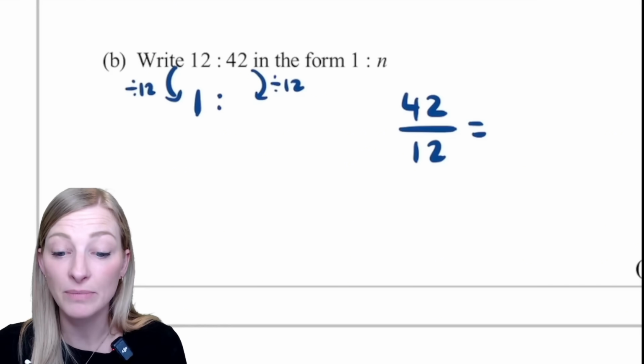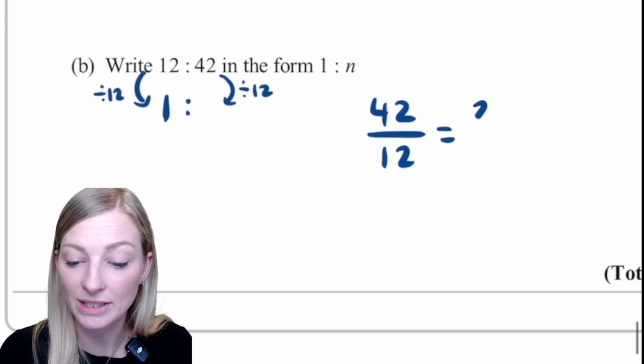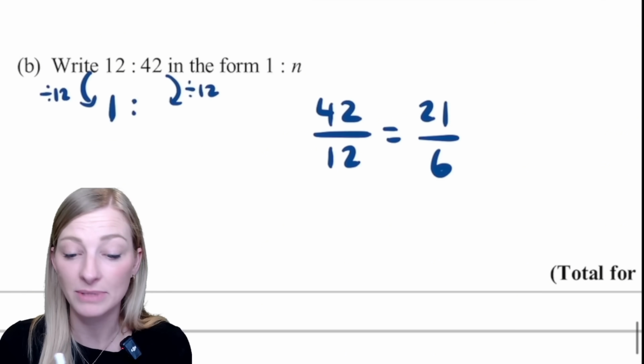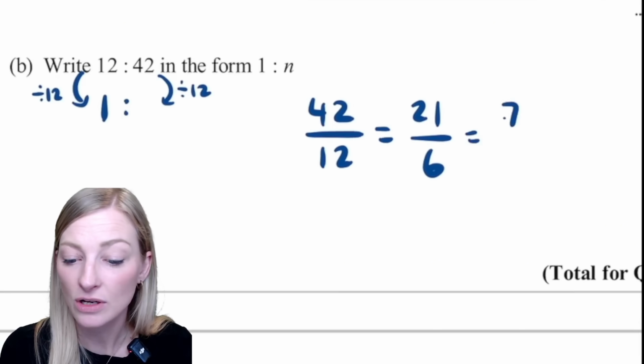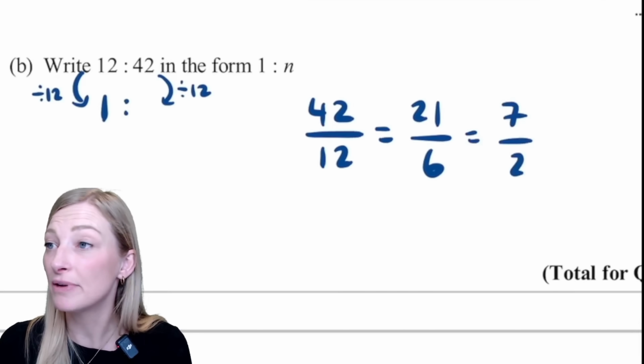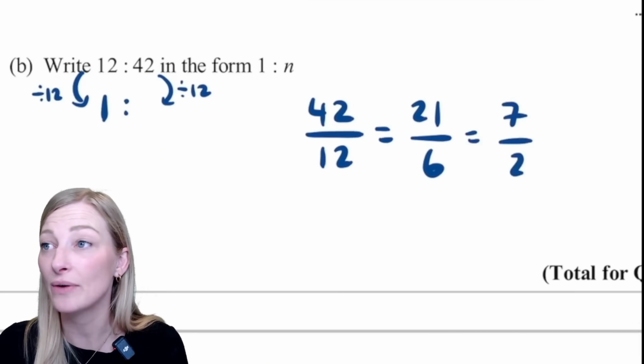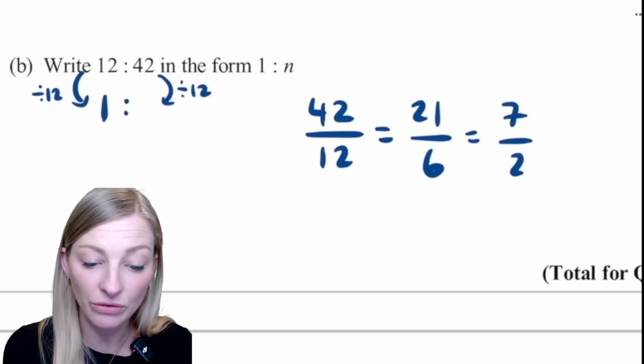So both of these numbers are even, so let's make it 21 divided by 6. Both of those numbers are in the 3 times table, so let's make it 7/2. We're just simplifying the fraction, and 7 divided by 2 is a lot easier for me to do without a calculator. Half of 7 is 3.5.